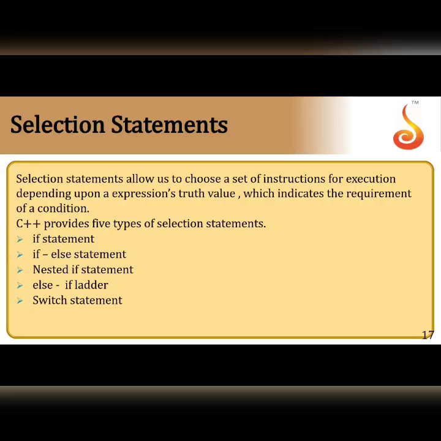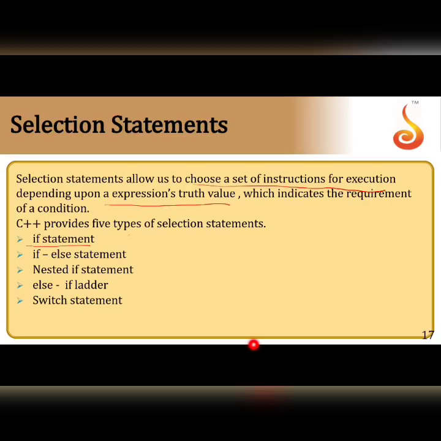Selection statements allow us to choose a set of instructions depending upon the truth value of an expression. For example, I want to write whether a number is an even number or not. So I have to print even only if the input value is even. Otherwise, I don't want to print anything. That printing is a set of instructions I have to execute only if it's an even value. So then I can use an if statement there. Let us study each one in detail.